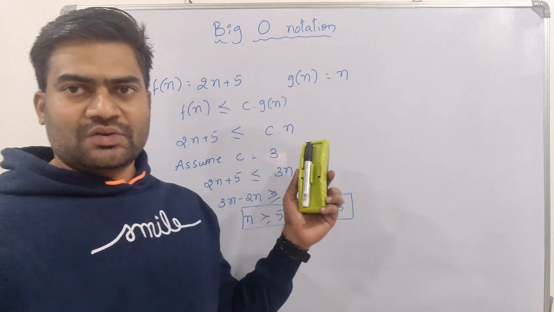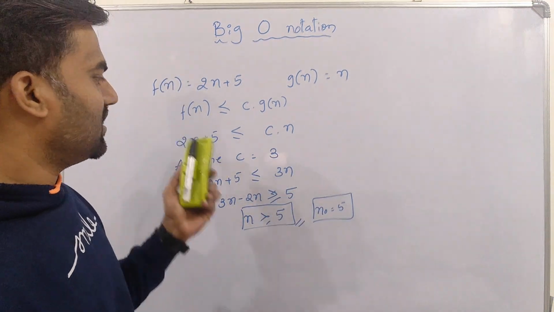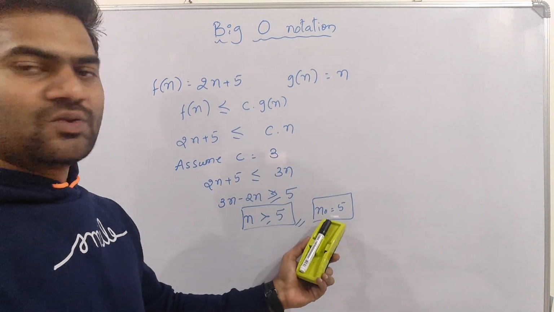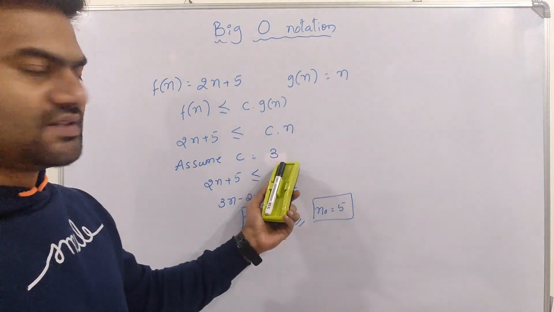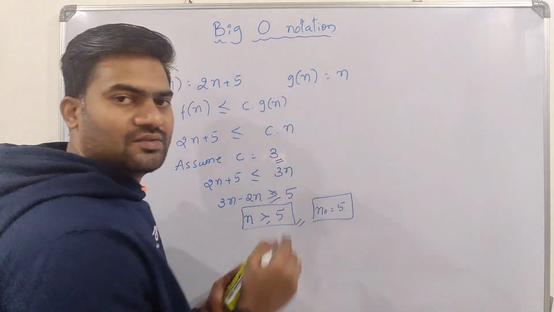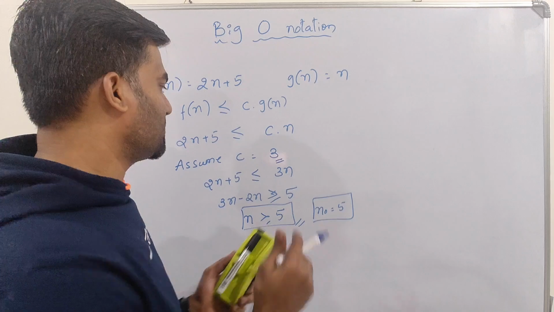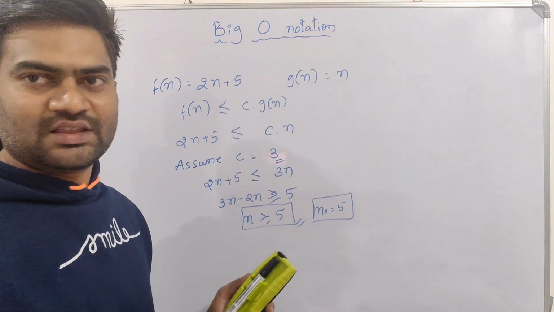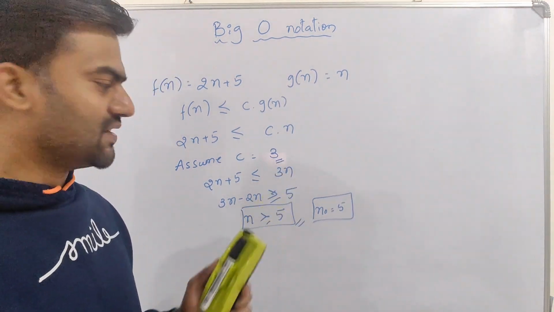According to the big O notation definition, f of n becomes less than or equal to c into g of n at n naught equal to 5, and c is considered as 3 here. You can consider an even bigger value, that is not wrong, but let us take the smallest possible number with which the condition is satisfied. That way it becomes easier, and it is always good practice to consider the smallest number.